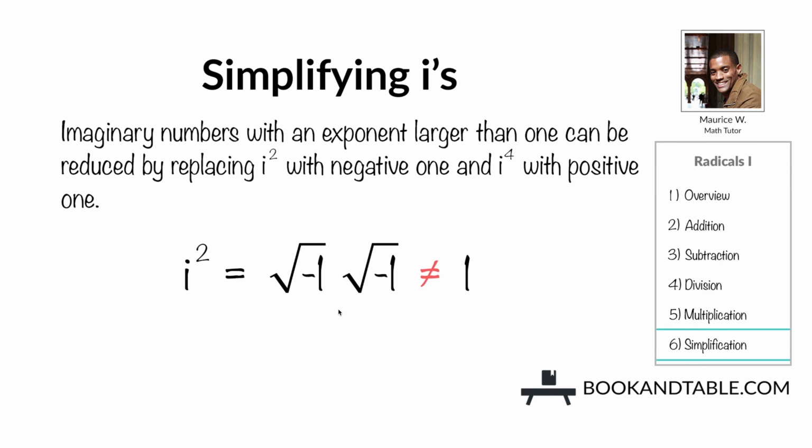Do not confuse this with this. The square root of negative 1 times the square root of negative 1. Negative 1 times negative 1 would be positive 1. So the square root of positive 1 would be 1.